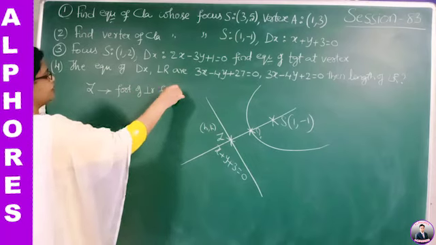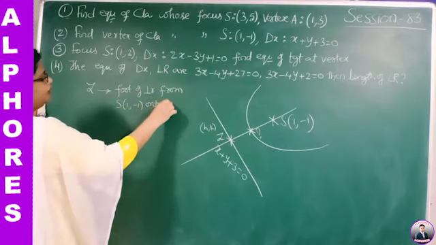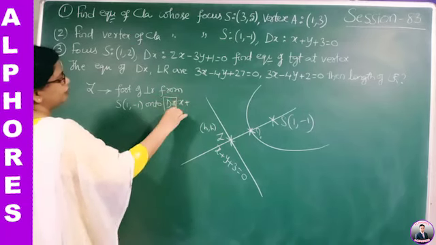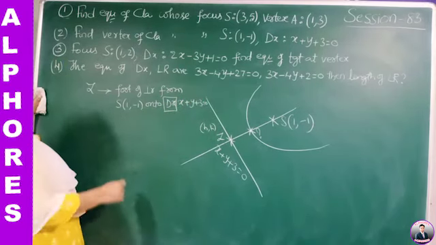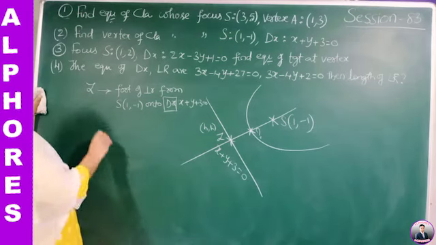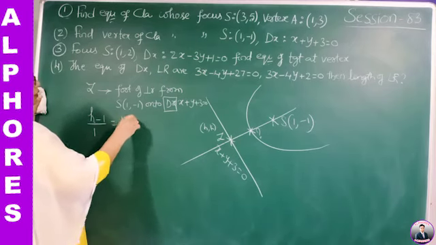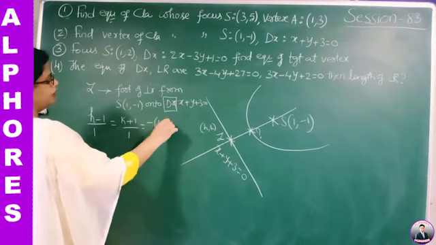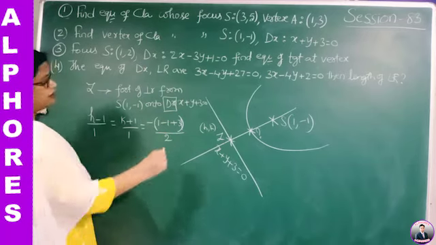From the focus S(1, -1) onto the directrix, which is x + y + 3 = 0. This is our given data, and now we are finding the Z coordinates. Let the foot be (h, k). By the formula, (h - 1)/1 = (k + 1)/1 = -(1 - 1 + 3)/(1² + 1²), so you will get 2 in the denominator.